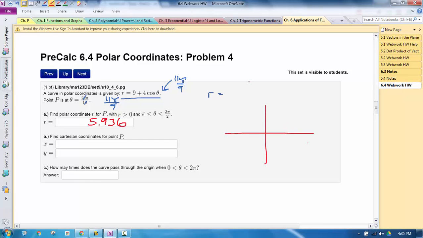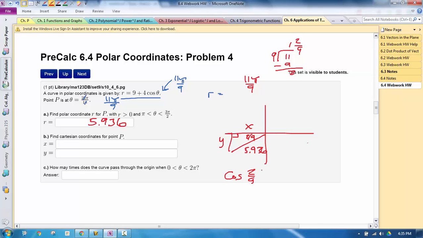So let me just graph this real quick. We're going around 11 pi over 9. So 9 goes into 11 one time with a remainder of 2. So it's 1 2/9. So it's over 1 pi plus 2/9. So this would be 2/9 radians. And our R value in this case is 5.936. So I want to find x and y. So all I need to do is use cosine and sine.